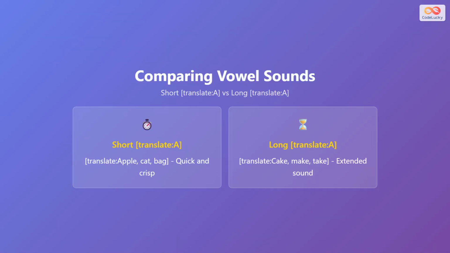It is important to understand the difference between the short A sound and the long A sound. The short A sound, as in the words apple, cat, and bag, is quick and crisp. You hold it for just a moment. The long A sound, as in the words cake, make, and take, is extended and prolonged. You hold it longer. Listen to the difference. Short A, æ, long A, ay. Short A is quick. Long A is extended. This distinction is very important in English.